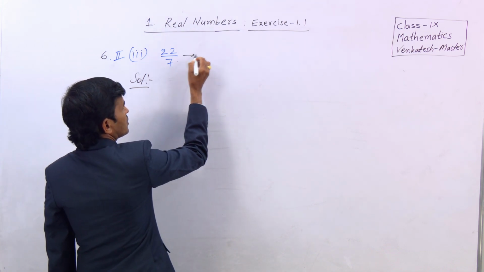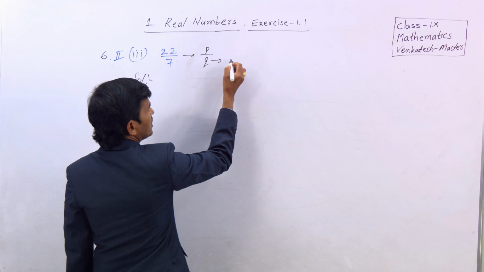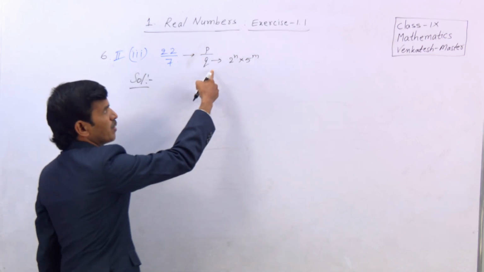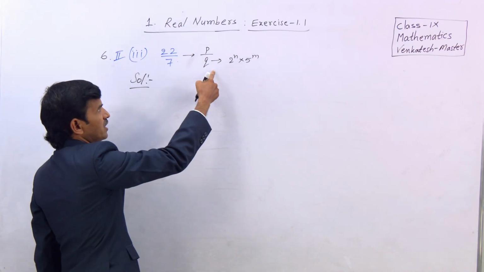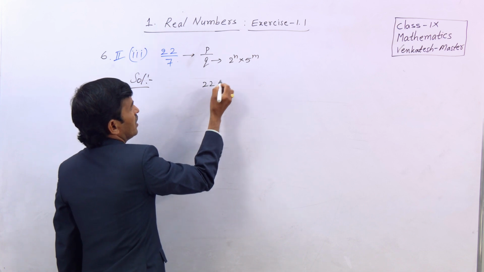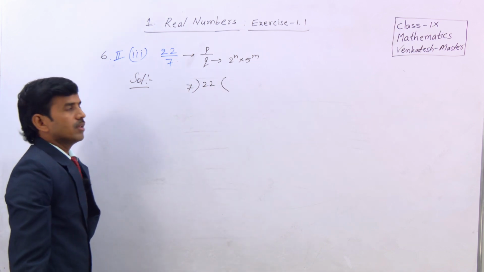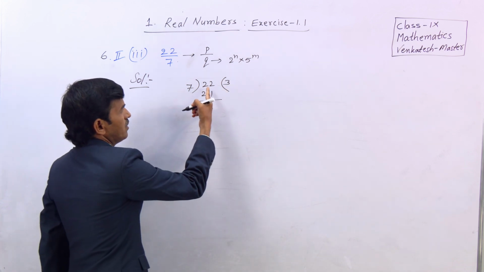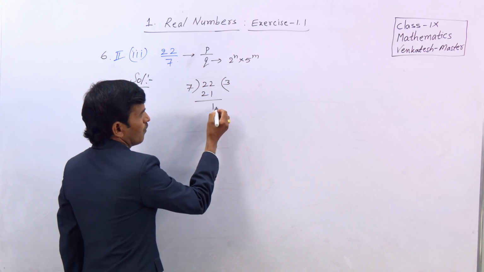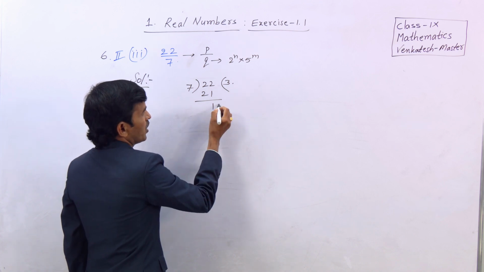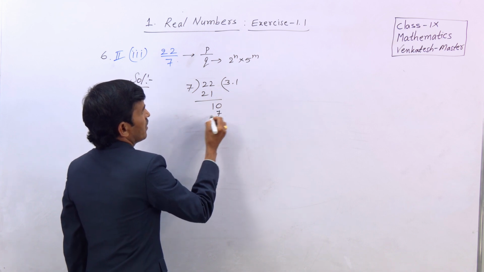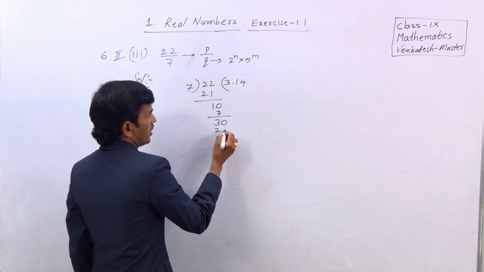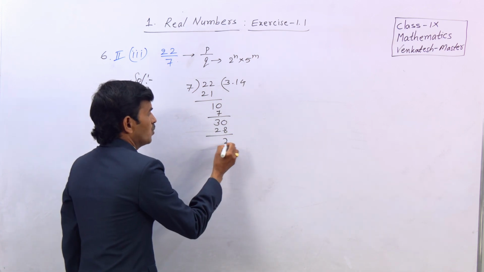As this number is in the form of p by q, where q is not in the form of 2 power n and 5 power m. Is it in the form of 2 power n or 5 power m? Check it. If it is not in this format, then go for direct division. 7 3s are 21. So then what is left over here? 1. So take the decimal point and 0. 7 1s are 7. 3, 0. 7 4s are 28. Then 2 left over.